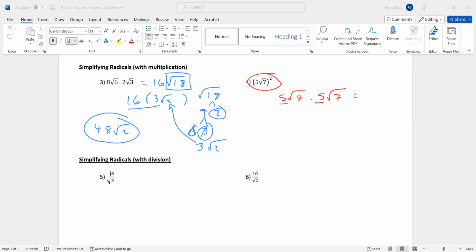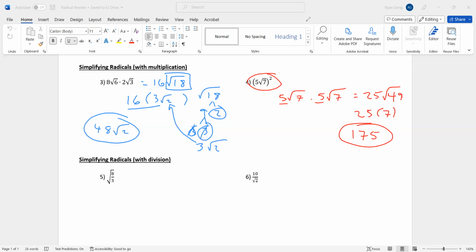But anyway, 5 times 5 is 25. And then radical 7 times radical 7 is radical 49. Well, the square root of 49 is just a good number. It's 7. 25 times 7 is 175. No radical anymore. That one's done.